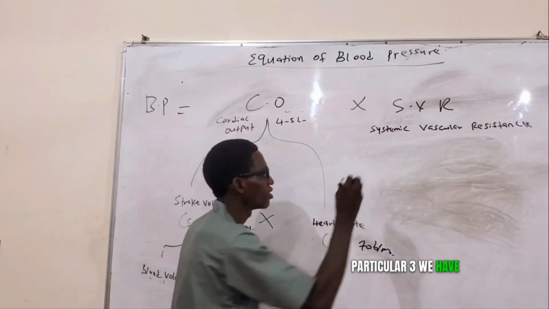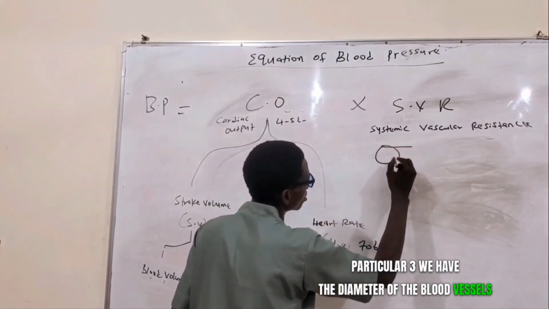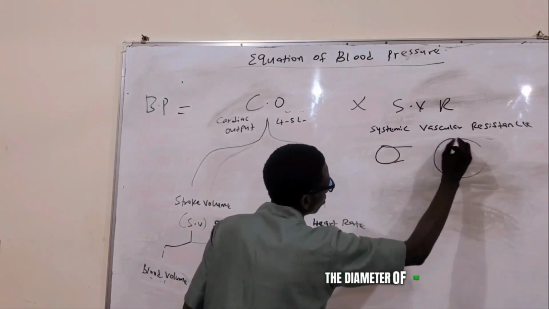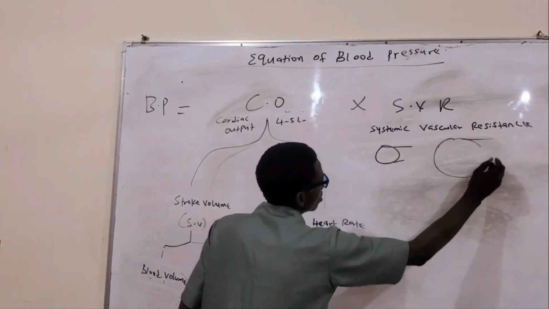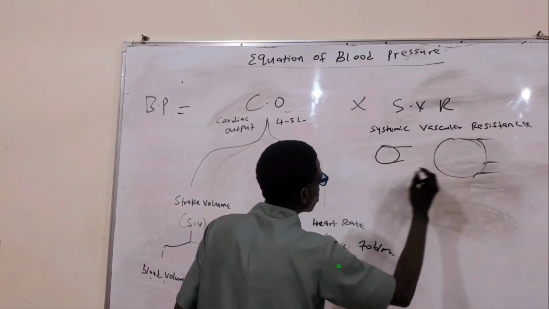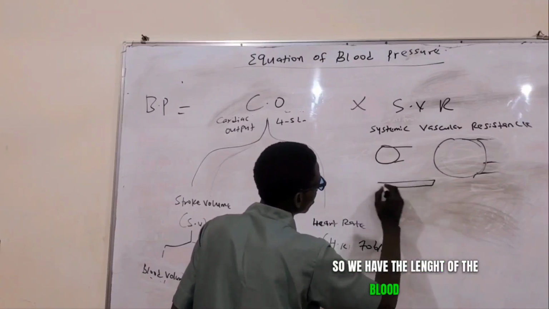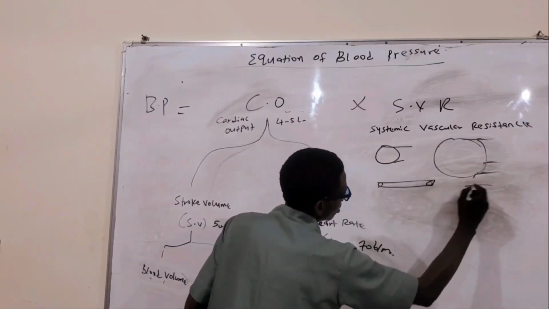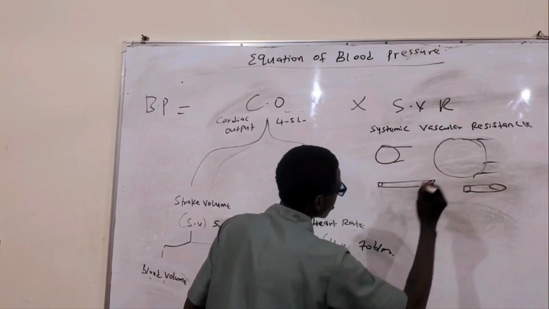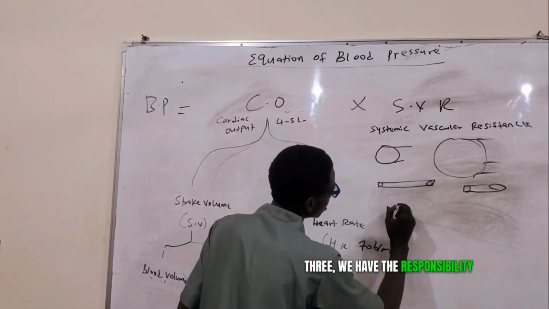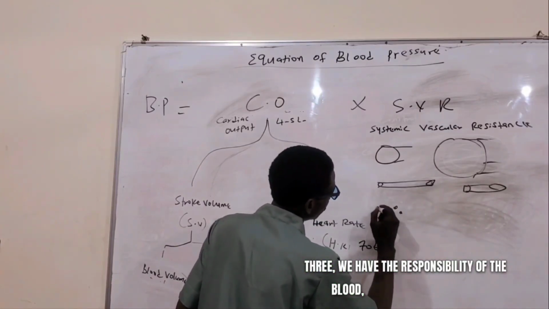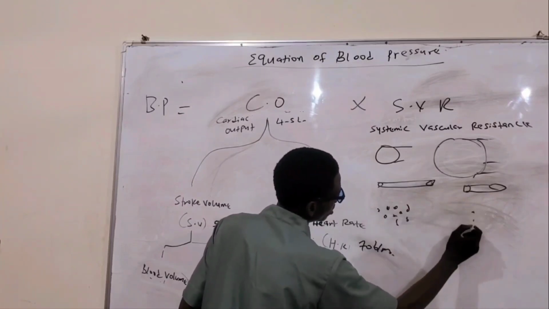One, we have the diameter of the blood vessels. Two, we have the length of the blood vessels. Three, we have the viscosity of the blood.